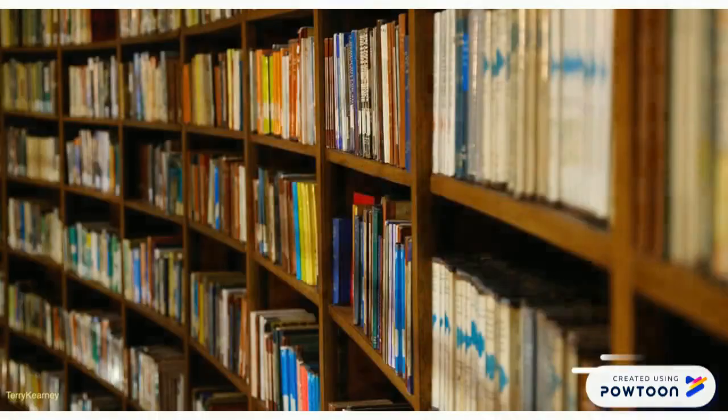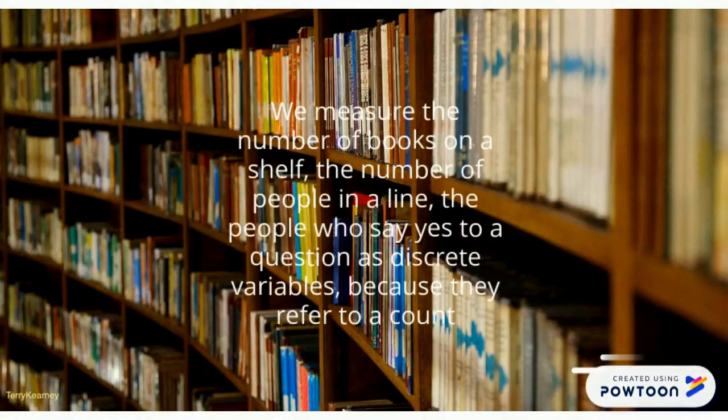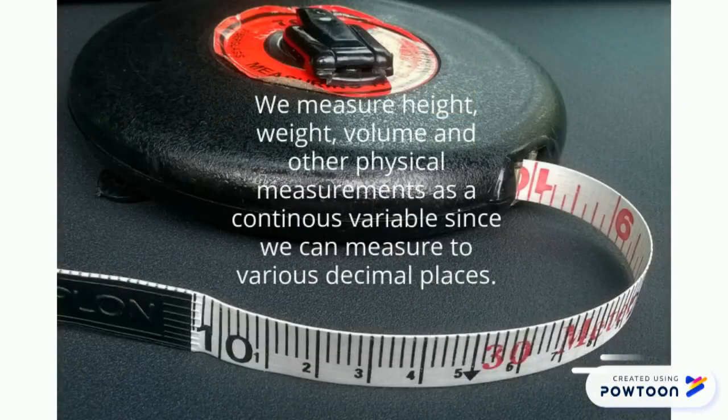The number of books on a shelf, the number of people in a line, the number of people who say yes to a question are all discrete values since they refer to a count. We measure height, weight, volume, and other physical measurements as a continuous variable since we can measure to various decimal places or fractions.